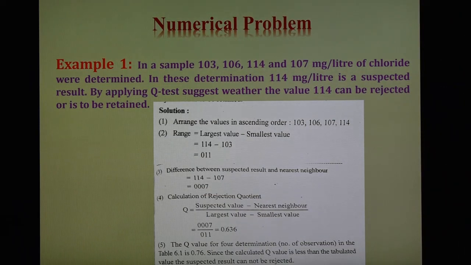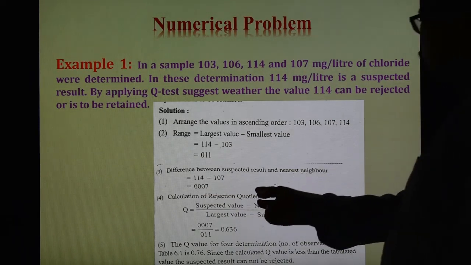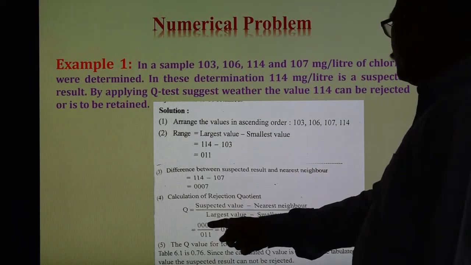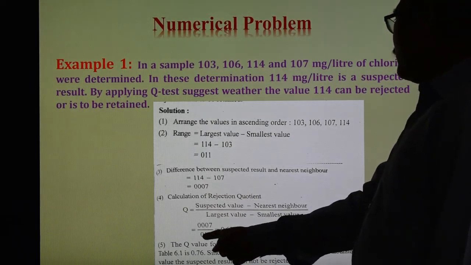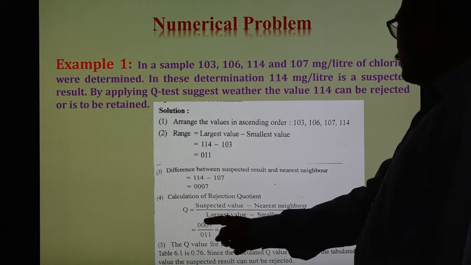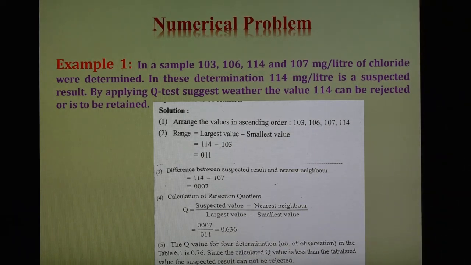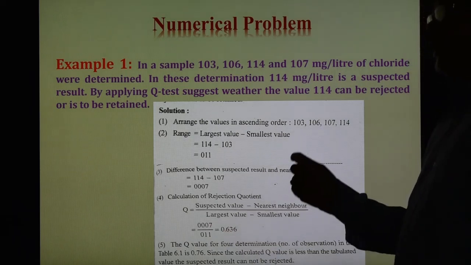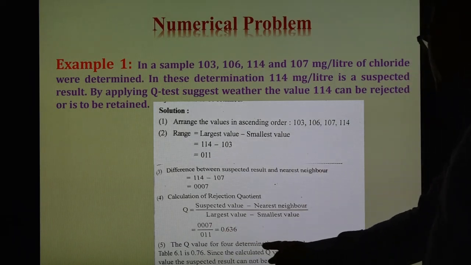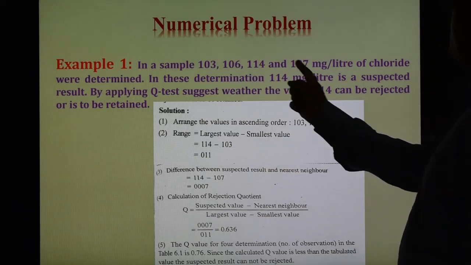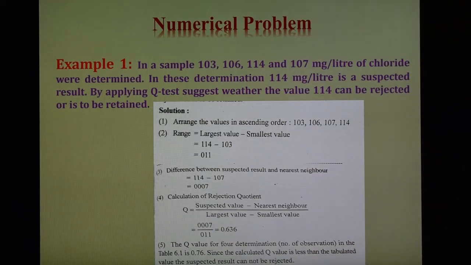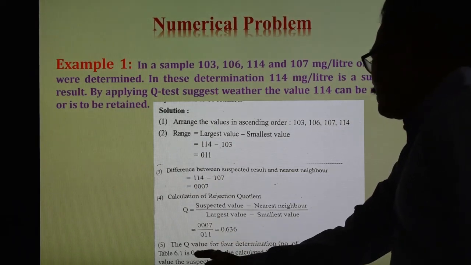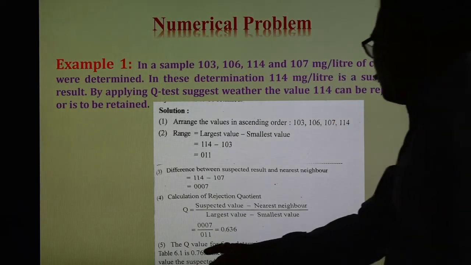This is the difference. And number 4, calculate the rejection quotient Q. Q is determined as the difference upon the range. So the difference is 7 and the range is 11. Divide it and we get 0.636. This is the calculated Q value, 0.636. And now the Q value for 4 observations, how many observations? 1, 2, 3, 4. For these 4 observations, the value is 0.76 from the table. This is the tabular value, 0.76.